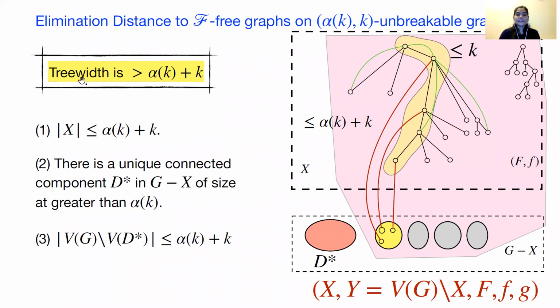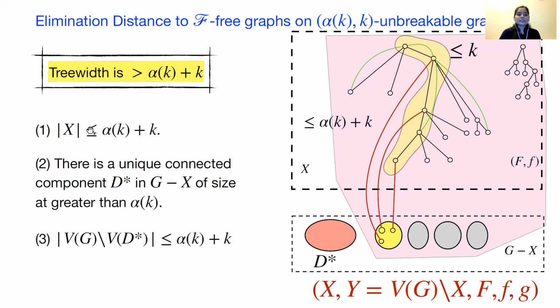And when tree width is large and we are in an alpha K comma K unbreakable graph, then we are actually able to prove the following three properties, which are very crucial to our algorithm. For the purpose of the talk, I will consider this left side graph, where above is the modulator, the forest corresponding to the modulator and the forest embedding, and below will be the remaining connected components. And even in the partial modulator case, that is the partial solution case, we will consider the same type of graph, where above is the partial modulator and below is the remaining graph.